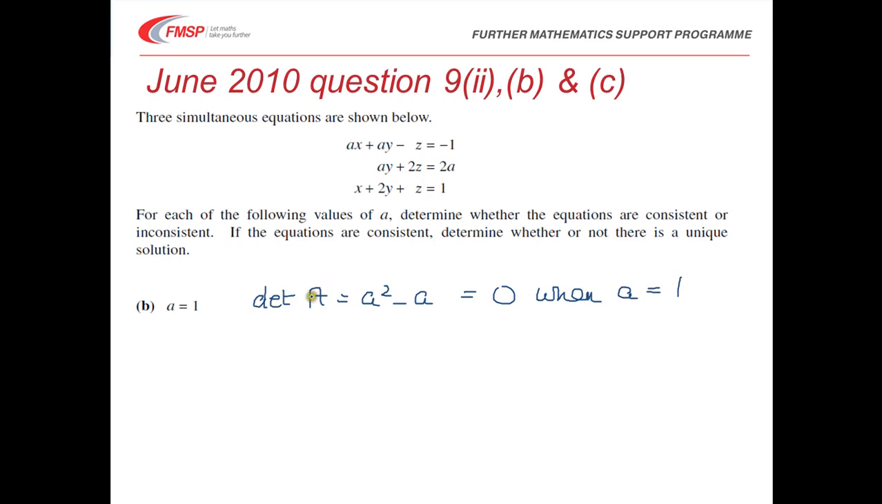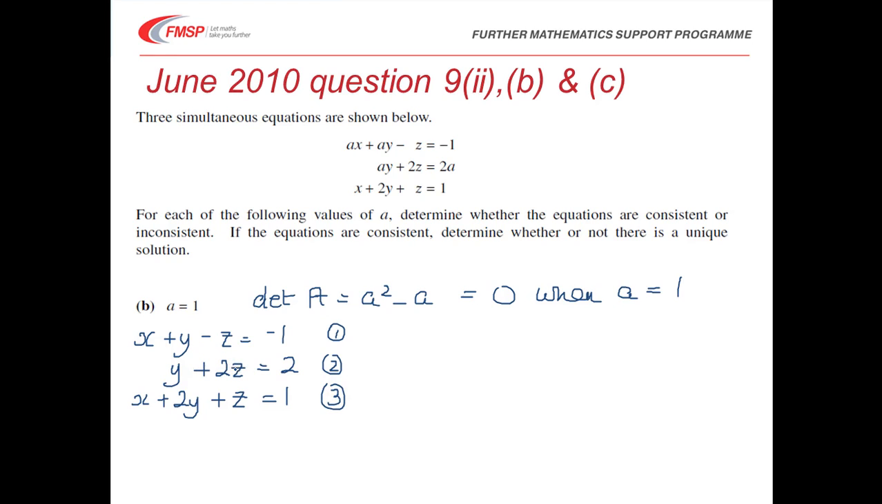So if we put A equal to 1 into these equations, then we're going to get x plus y minus z equals minus 1. We'll get y plus 2z equals 2, and x plus 2y plus z equals 1. So all I've done is substitute my value of A equals 1 into these equations. So if I call those 1, 2 and 3, then the second equation just connects y and z.